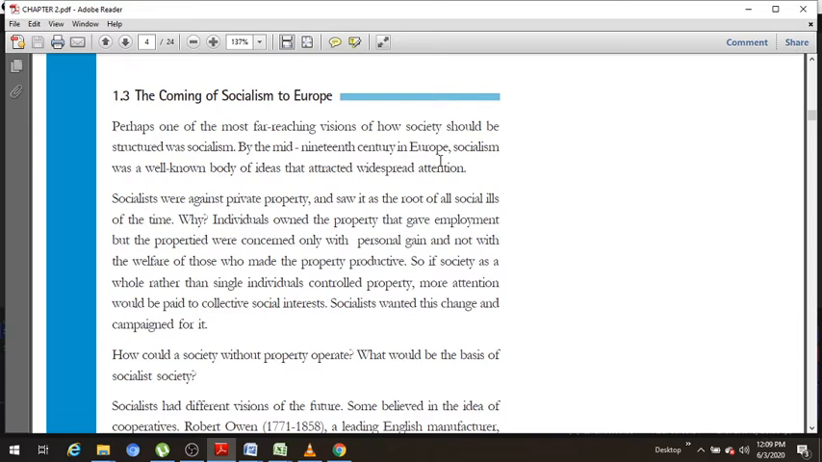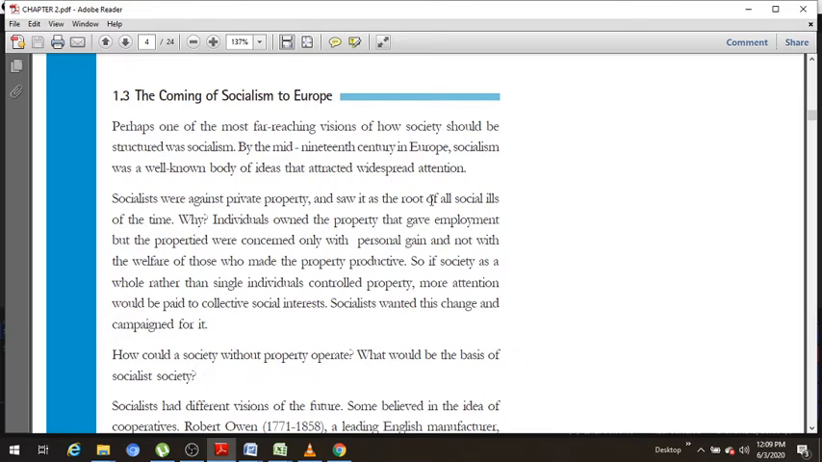So socialists were against private property and saw it as the root of all social ills of the time. This is a very important line you can underline and write down in your notebook, as a one-line definition of socialist ideas. Why do they think so? Individuals owned the property that gave employment, but the owners were concerned only with personal gain and not with the welfare of those who made the property productive.